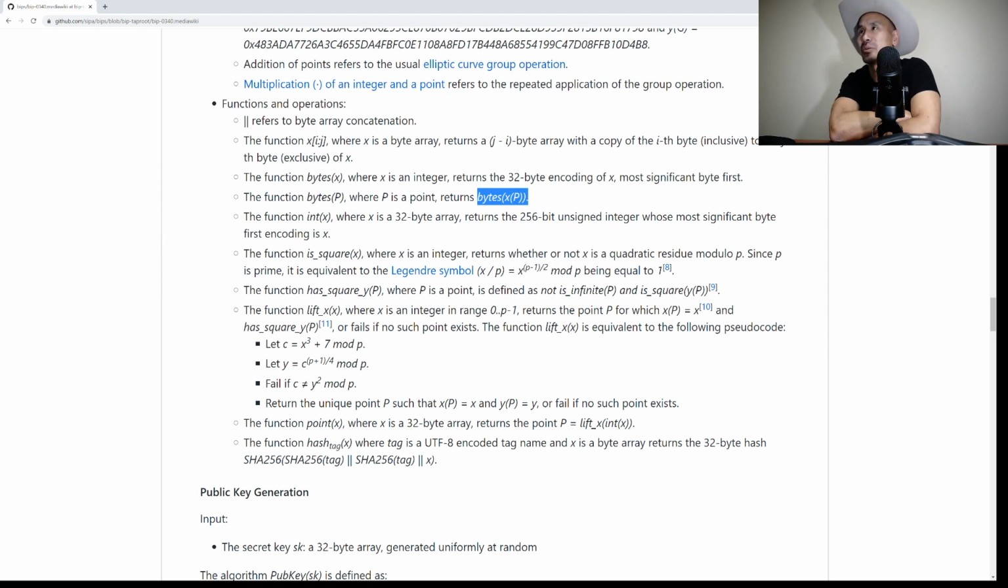That's essentially the square root formula. Fail if c is not equal to y squared. Return the unique point P such that x(P) equals x and y(P) equals y, or fail if no such point exists. So basically, x(P) is the x coordinate of P, and y(P) is the y coordinate of P. You're looking for the point where the y is such that this thing is a square, and this is necessary because of the design choices made earlier. The function point(x), where x is a 32-byte array, returns the point P equals lift_x(int(x)). Okay. So you get the actual point that was used in the signature. That's essentially what that gets you.